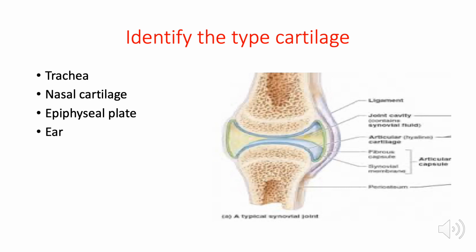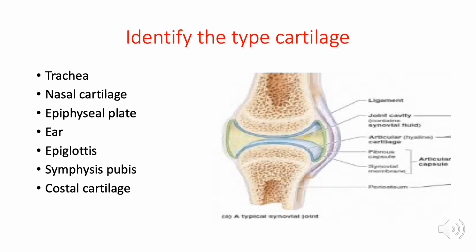Let's have another one. Ear, the auricle. Yeah, this is elastic cartilage. How about epiglottis? Elastic cartilage. How about symphysis pubis? Fibrocartilage. How about the cartilages that we can find in our ribs, the ones that connect them to the sternum? They are hyaline type. How about the articular cartilages present on the joints, the ones that will allow the bones to glide with each other? They are what? Hyaline type.